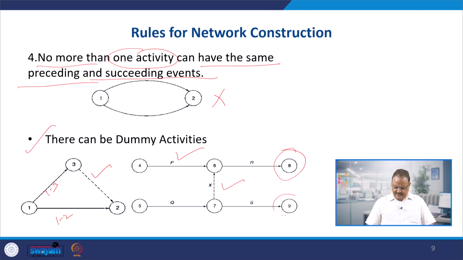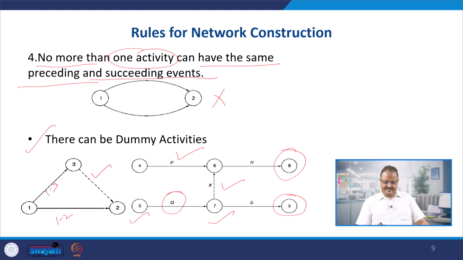Similarly, if you want to complete event 9, then before that events 5 and 7 must be completed, and before that activity Q must be completed. So this is a connection, right? But see, if you do not establish a connection with a dummy line here, or maybe a dummy activity, in that case it will look like these are two parallel projects going on, events 4, 6 and 8, and events 5, 7 and 9. There is no connection, but actually they are connected.